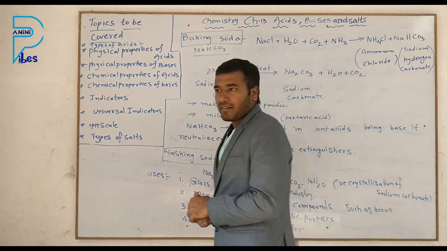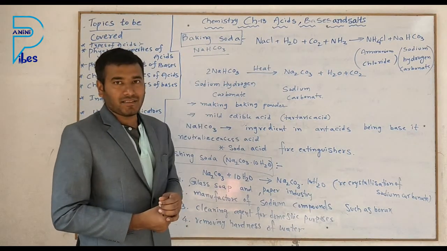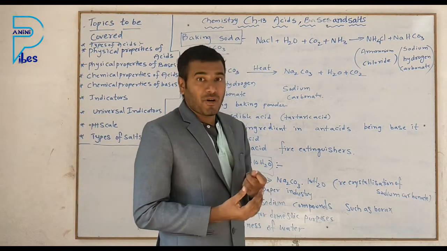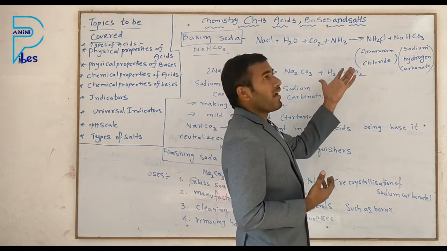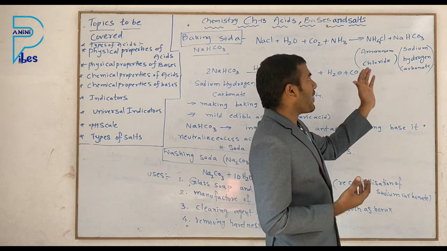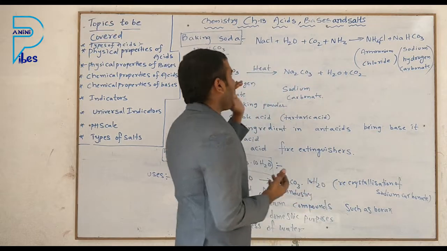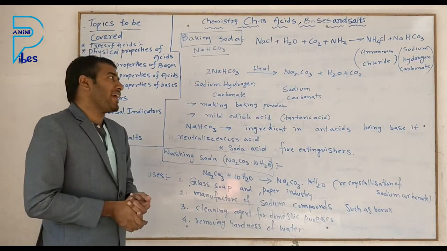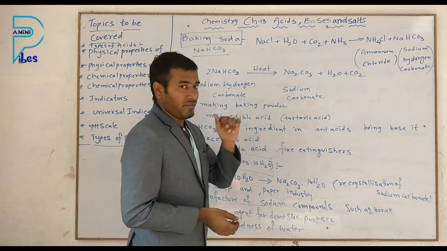When sodium chloride is combining with water and carbon dioxide, and ammonia is also mixing here, then it makes as products ammonium chloride, NH4Cl, and sodium bicarbonate, that is sodium hydrogen carbonate. This NaHCO3 only we are calling baking soda. When we are heating baking soda, we are getting again sodium carbonate, that is nothing but washing soda.